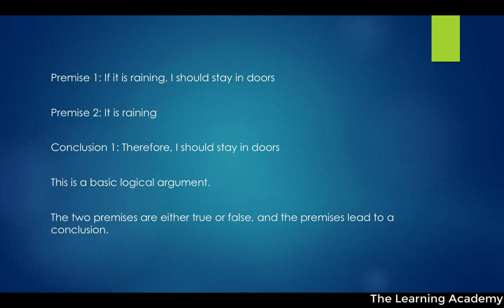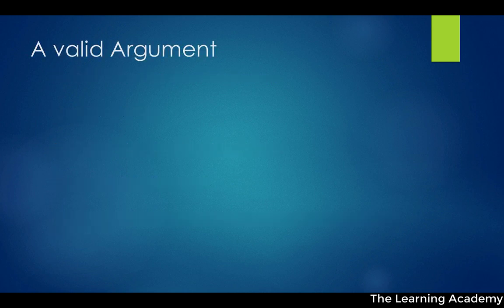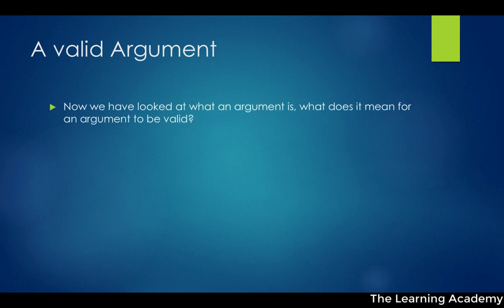And you can make the arguments for and against that. Obviously, premise 2 is very clearly a true or false sentence, because it's saying it is raining. Well, that can either be true or false, and whether or not these are true or false will lead to the conclusion. So now it's important that we distinguish between what is a sound argument versus what is a valid argument. So what does it mean for an argument to be valid?